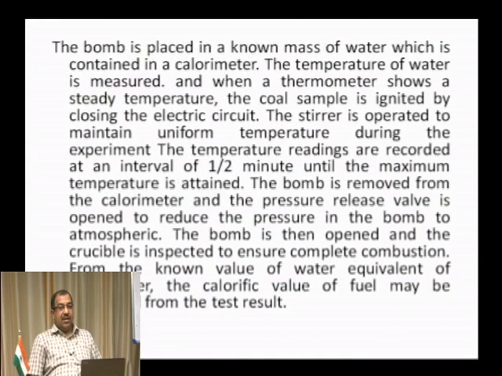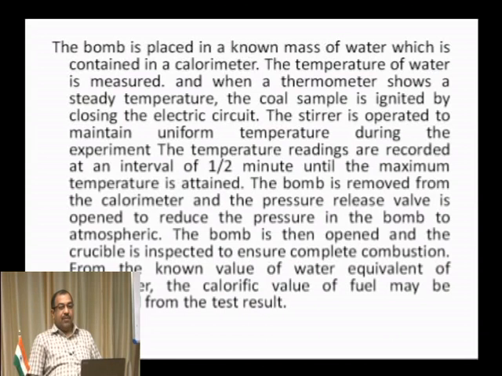It is ignited and the stirrer is continuously operated, because when the fuel undergoes combustion, it liberates heat. That heat is transferred to the surrounding water continuously, and in order to get a uniform temperature around the bomb, you need to use the stirrer. When the stirrer is operated, it stirs the water, and because of stirring, a uniform temperature is obtained around the entire bomb. The temperature readings are recorded at intervals of half a minute until the maximum temperature is attained.